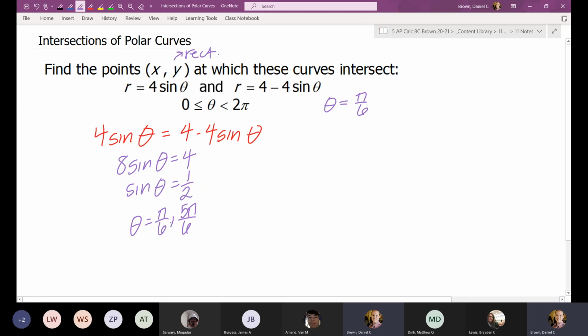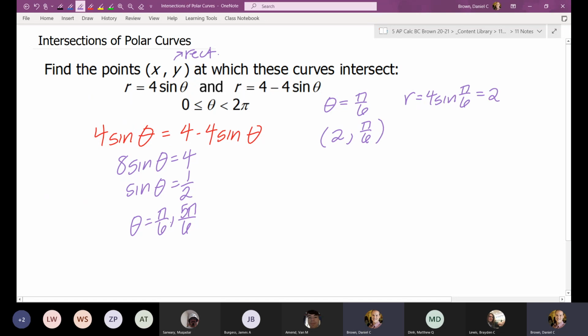How do I find the r value that goes with that theta? Plug it in. Does it matter which one I plug it into? No, they're intersecting, so I'm just going to choose the easier one. 4 sine of pi over 6, which is 1/2, so we get 2. So we have one intersection point at r comma theta. That is the polar coordinate.